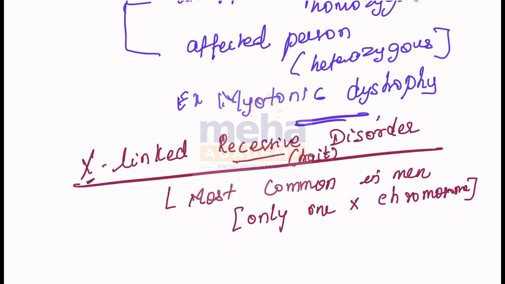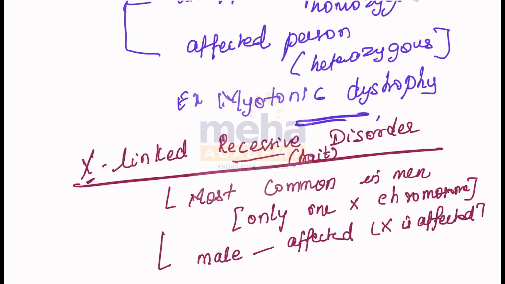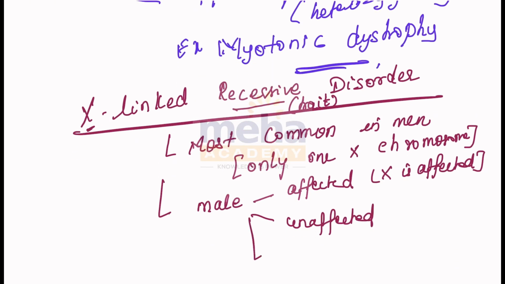So because of this, if that one X chromosome is affected, they have the disorder. In a male, either he will be affected, meaning the X chromosome is affected, or he will be unaffected. He will not be a carrier. In a sex-linked recessive disorder, a male cannot be a carrier. He can be either affected or unaffected.